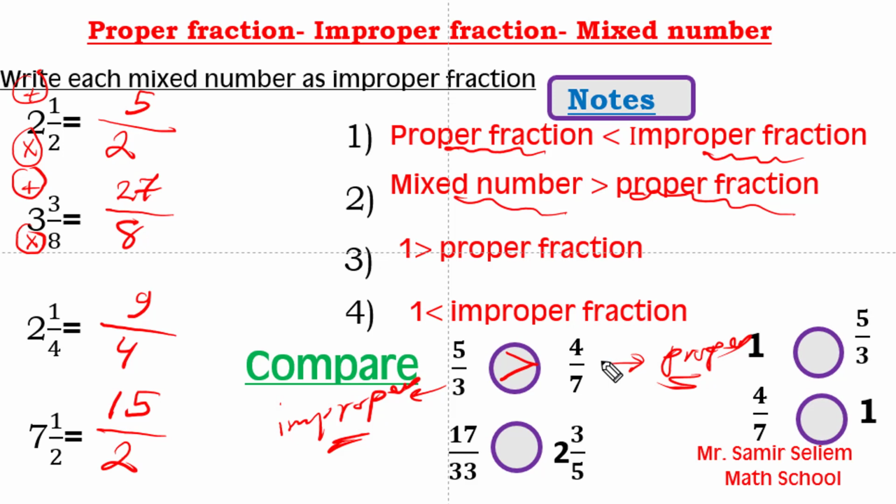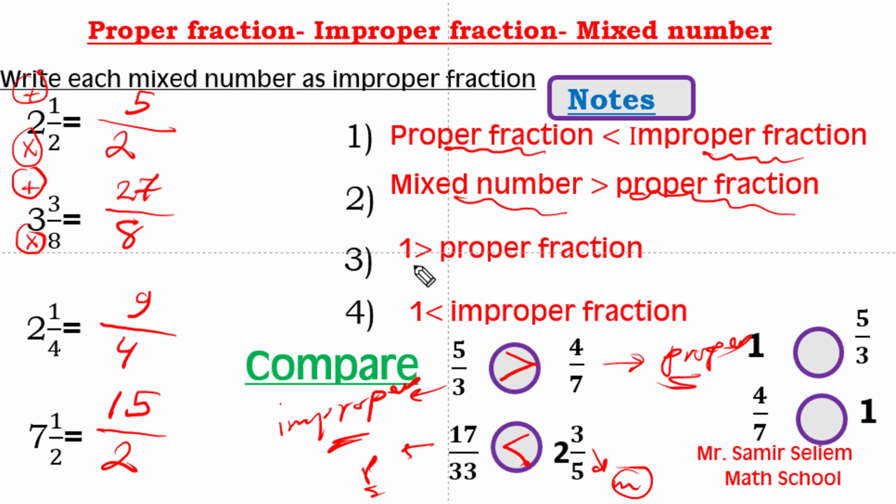Any mixed number is greater than any proper fraction. We have here a mixed number, 2 and 3 over 5, and we have here a proper fraction. Now this is mixed and this is a proper fraction, so we have here 2 and 3 over 5 is larger than 17 over 33. Now we will write less than.